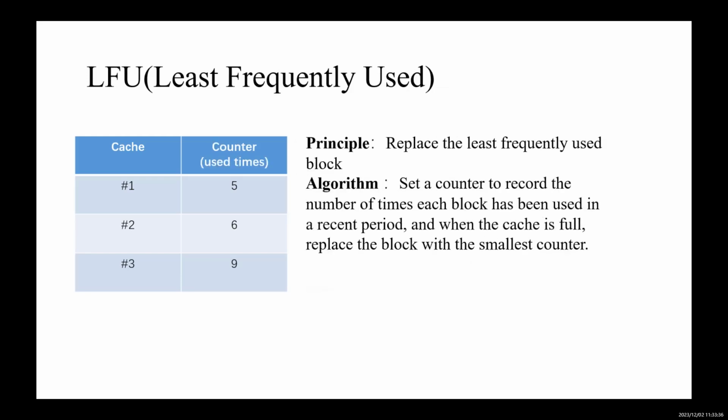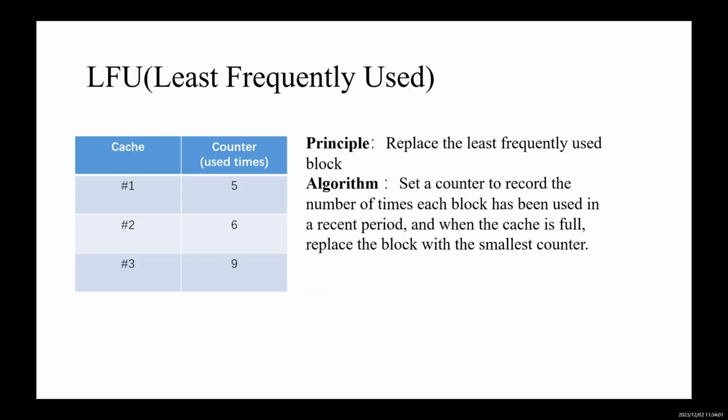For the LFU algorithm, the theoretical basis is to replace the data that has been used least recently. Then we can set a counter to record the number of times each block has been accessed. The size of this counter indicates how many times each block has been used in the recent period. When the cache is full, the least accessed data is replaced.